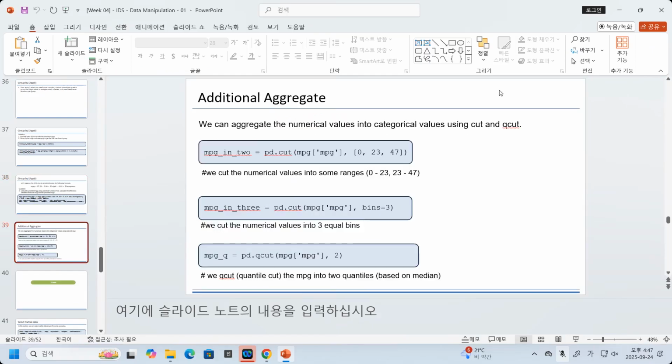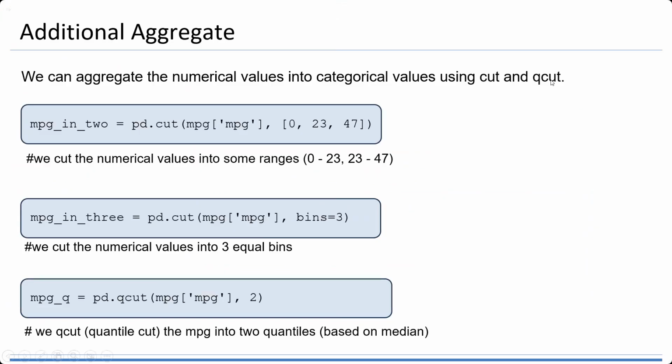And the last one, we can do additional aggregation. In this case, we are doing cut and qcut. Cut means we will cut the data. We know that the MPG value starts from 0 until 46.6. This is the maximum. So I want to cut MPG into 2. The first value will be between 0 until 23, and the other value will be from 23 until 47.